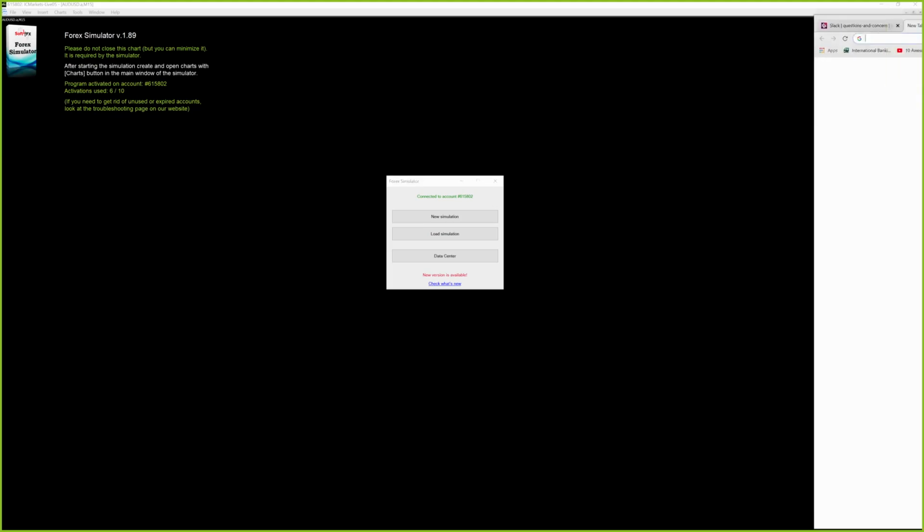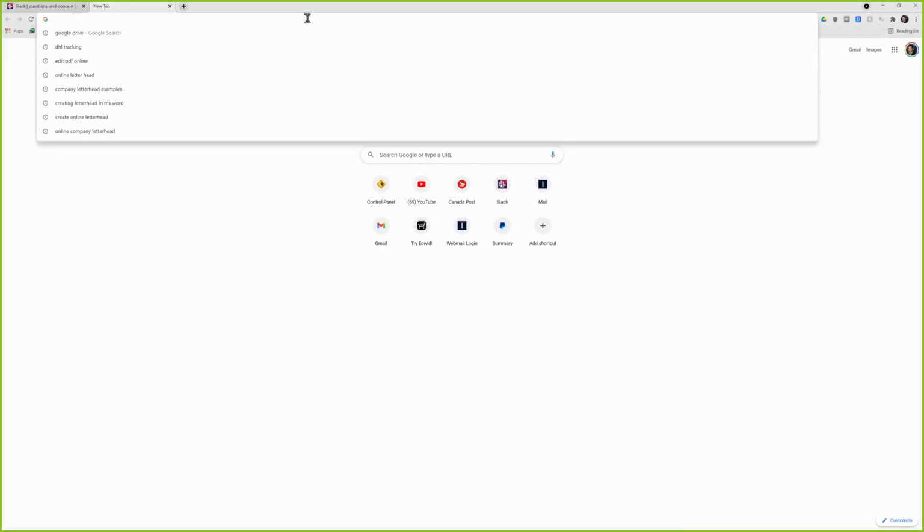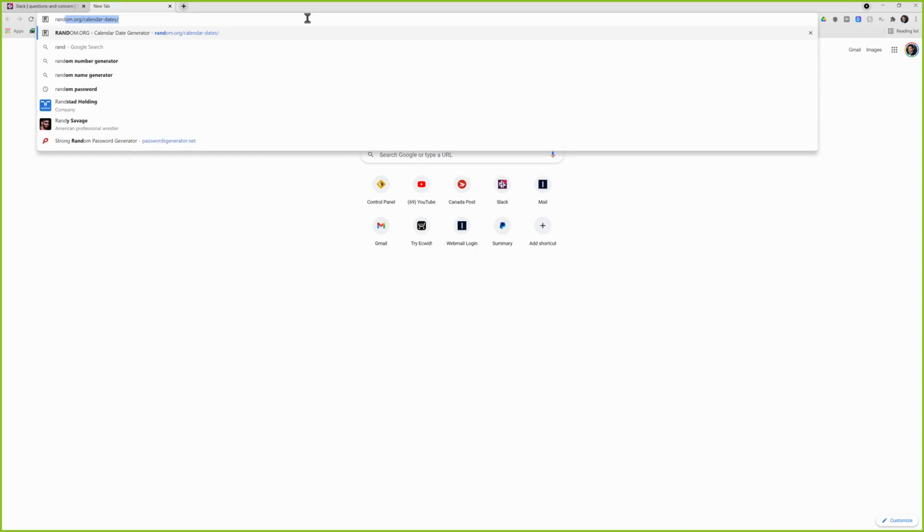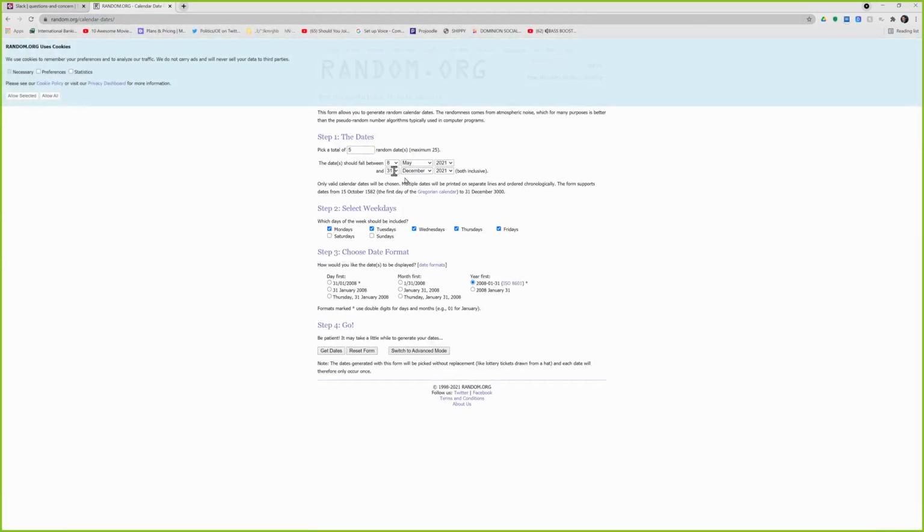First thing to do, we're going to bring up our browser and pick up a random date generator right here. We're going to pick 10 dates. We're going to go back to April 2020, and go until March 30th, 2021. We want 10 dates, and we only want Sundays. Let's see what we get.